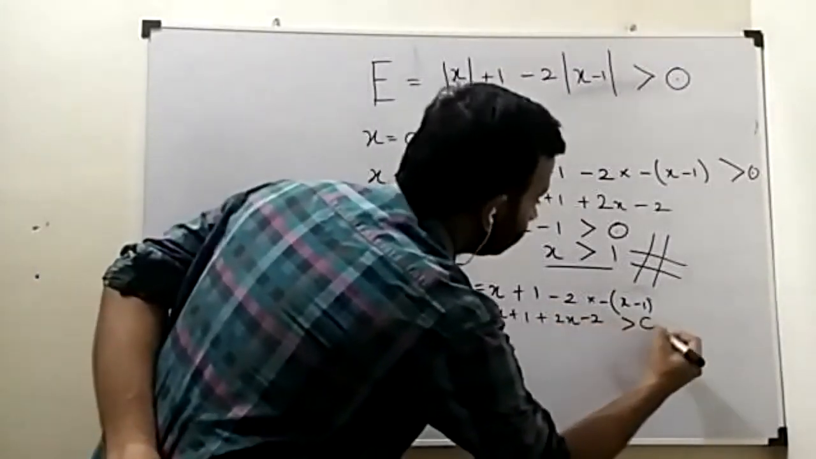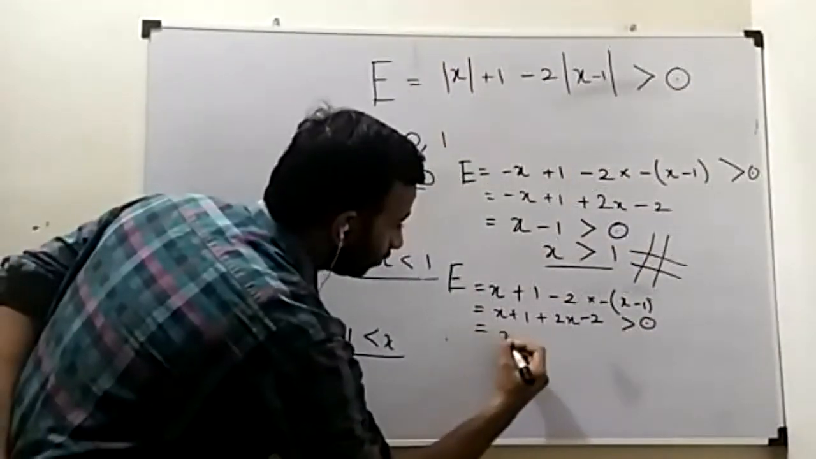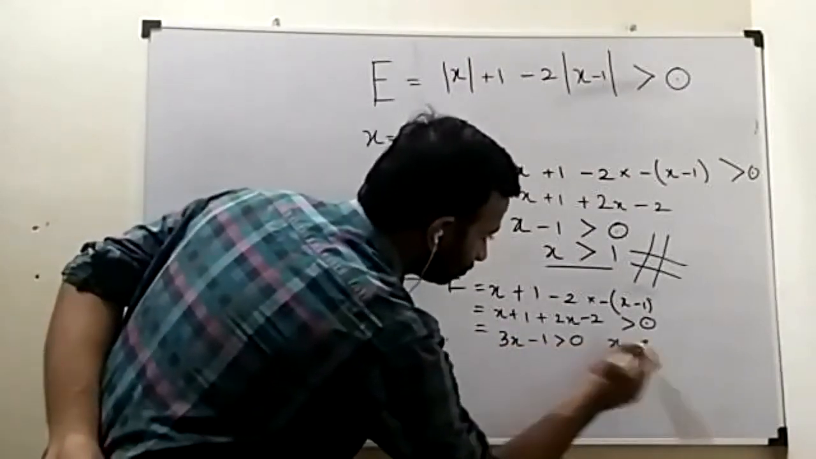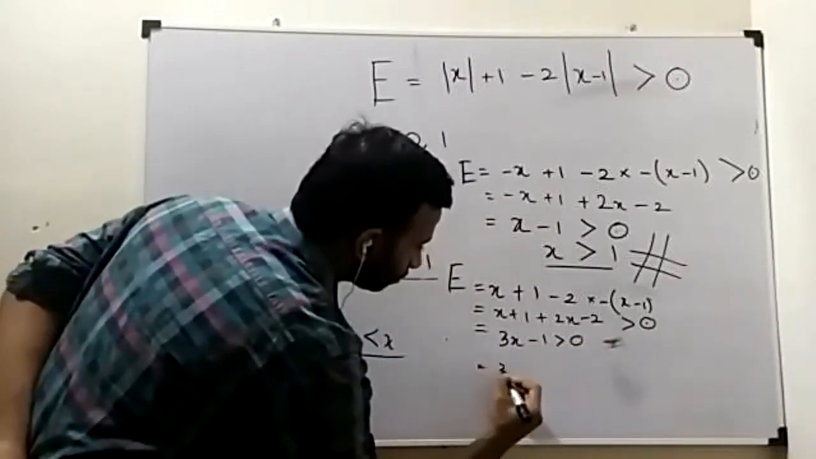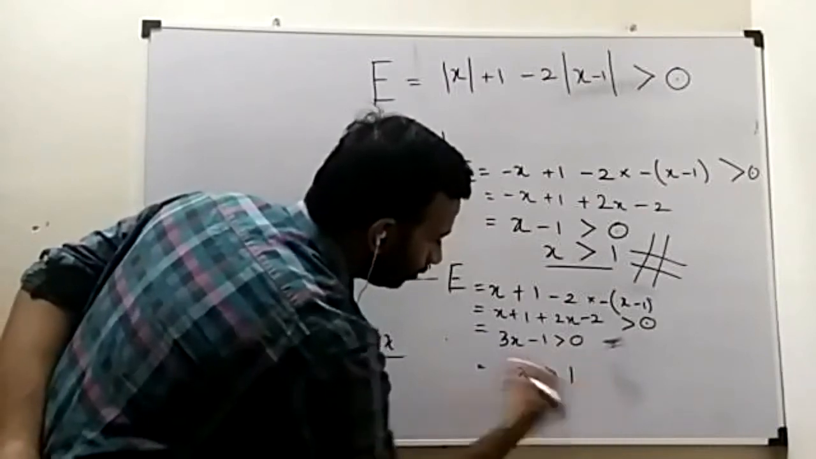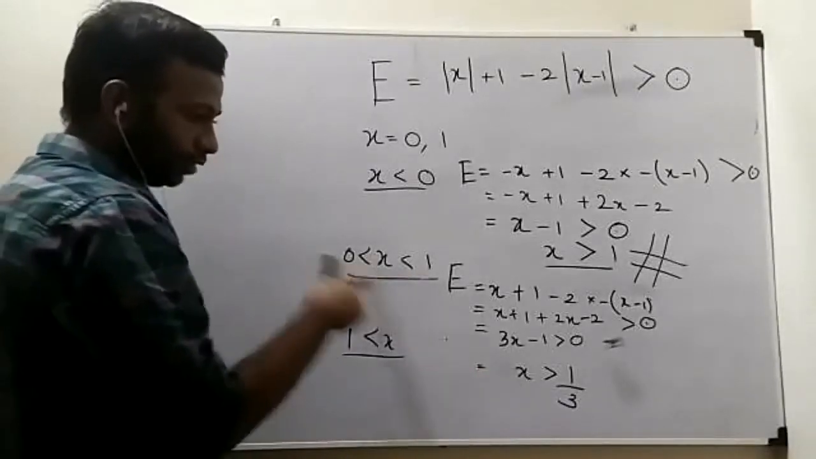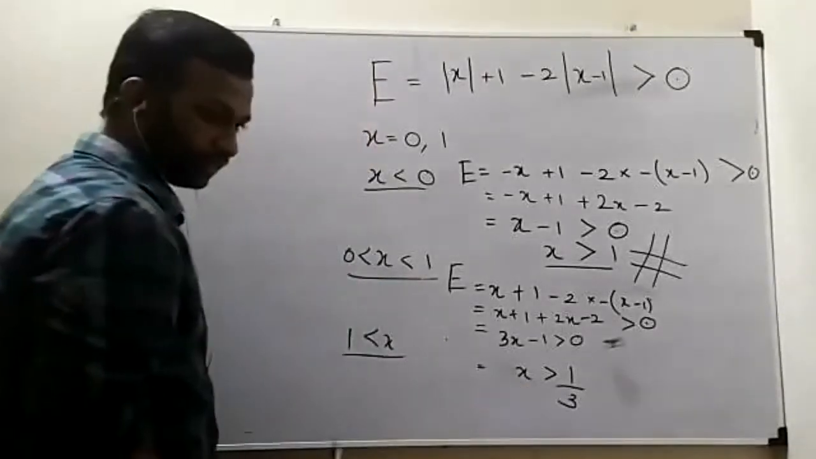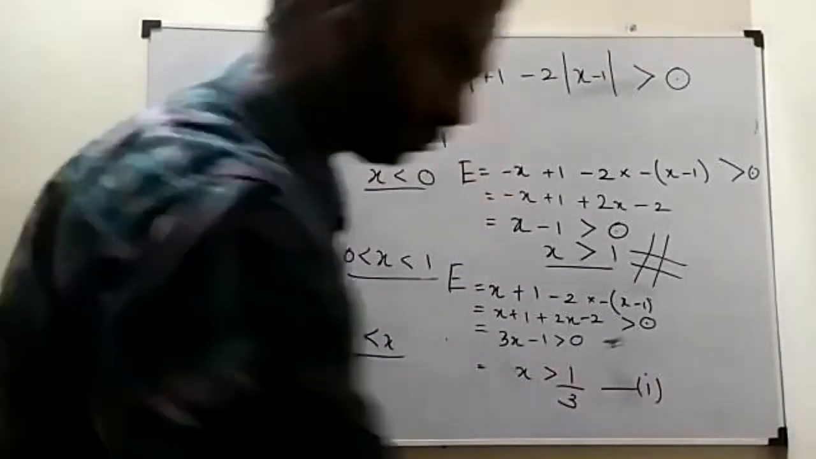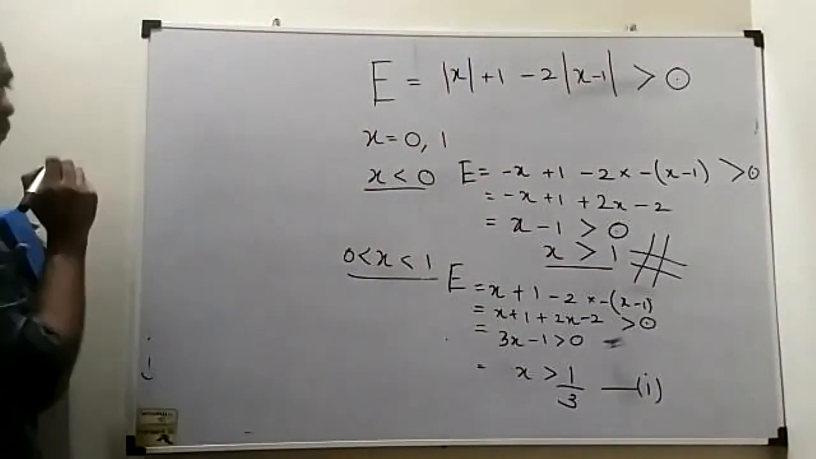This is once again greater than 0. Greater than 0 came from this, okay? Greater than 0. And then this is equal to 3x minus 1 is greater than 0. So x is, you take 1 to the other side and you divide by 3, so x is greater than 1 over 3. So can this happen? x is between 0 and 1 and x is greater than 1 over 3. This can happen, right? So we can take this as one solution. So last case, if you don't understand, okay.